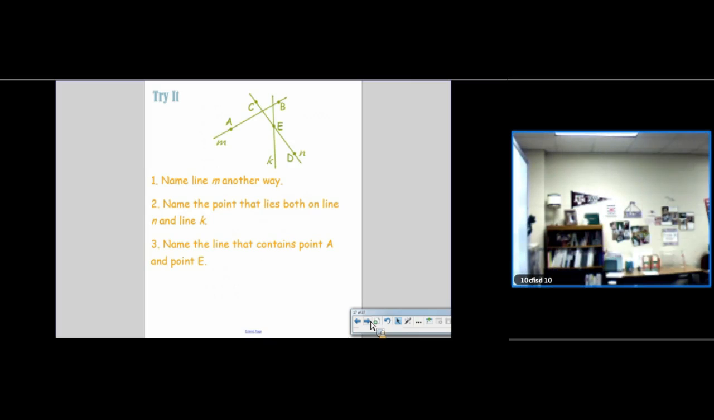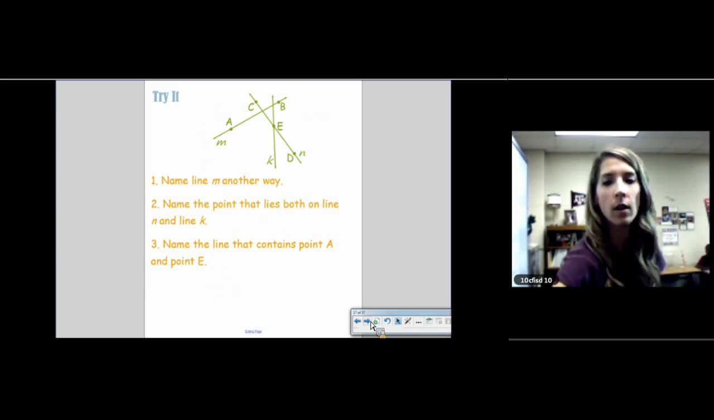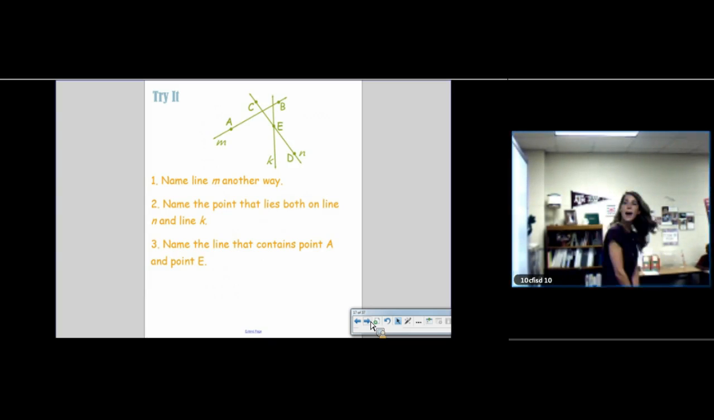So I want you to take a look at this figure. And we're going to practice naming these things. Name line M another way. So have you located line M? We can name it by choosing how many points on the line. What does your note say? When you're naming a line, how many letters do you need? Awesome. 2 letters. So pick 2 points on that line.